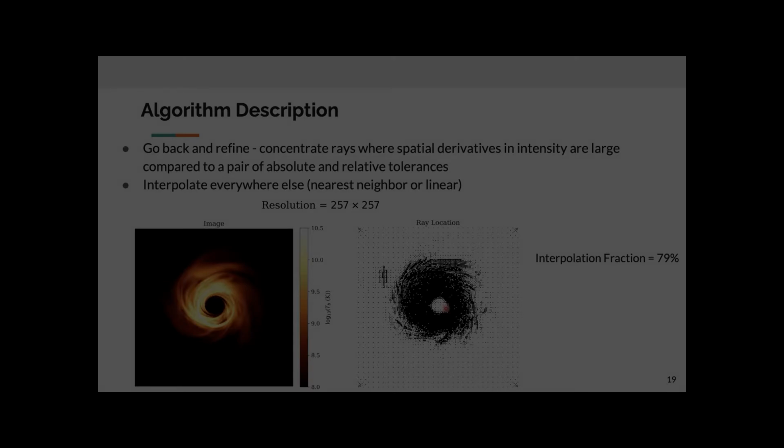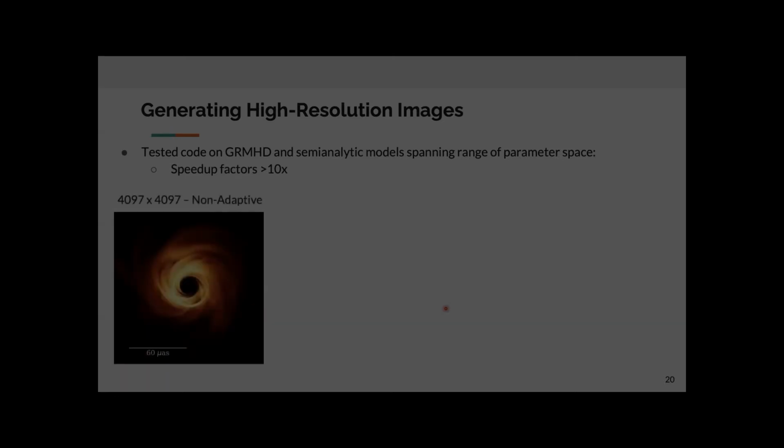It's accurate and efficient. And we were able to test so by testing our code on a number of different GRMHD and semi-analytic models spanning a range of parameter space. So we tested on black holes of different spins, inclinations, magnetization cuts, and electron heating parameters. And we found across the board that we were able to accurately reproduce images at over 10 times the speed. And in particular, we can show an example here.